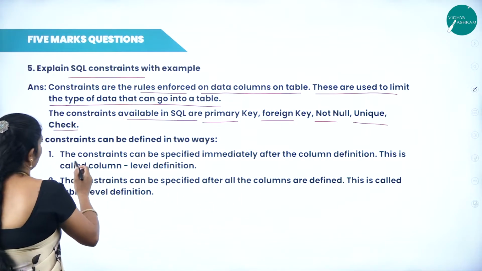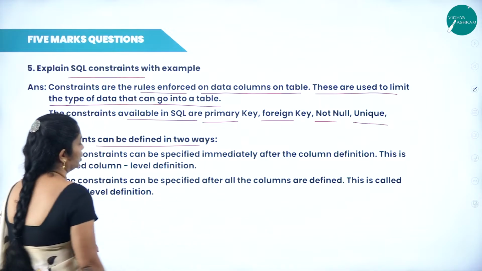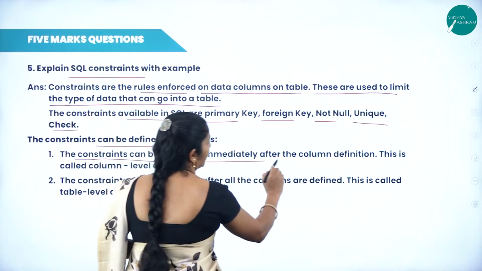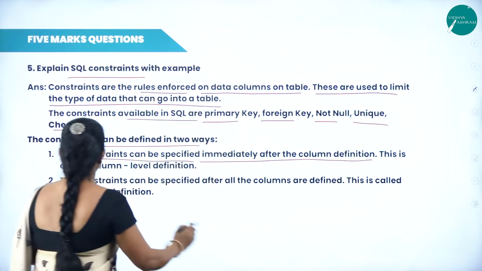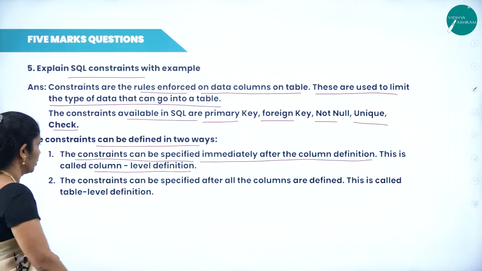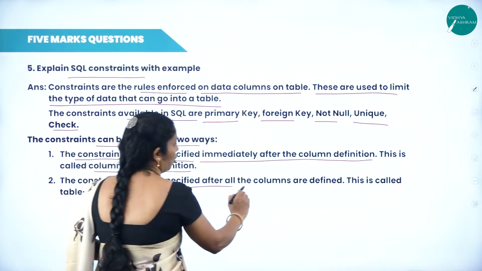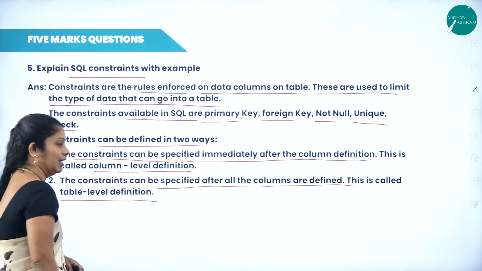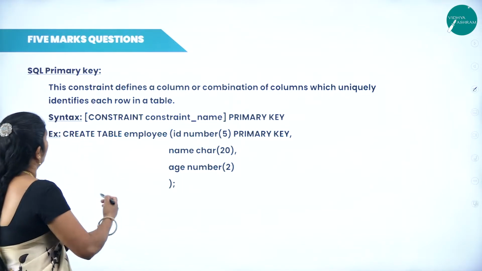Then under that, the constraints can be defined in two ways. The constraints can be specified immediately after column definition. This is called column level definition. And one more, the constraints can be specified after all columns are defined. This is called table level constraints. Now one by one let's apply.